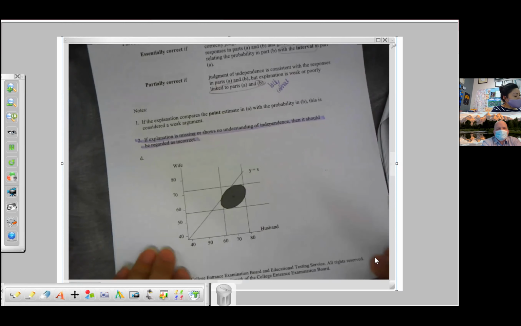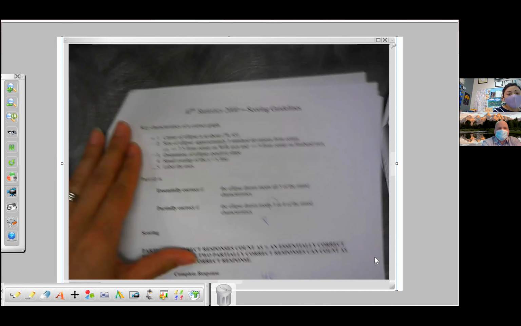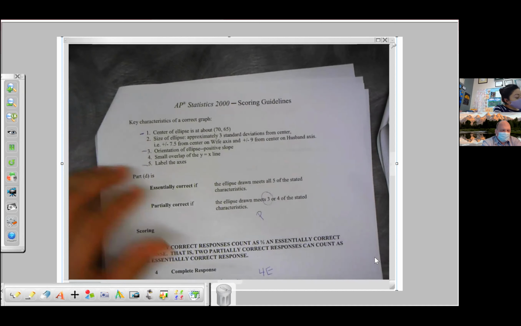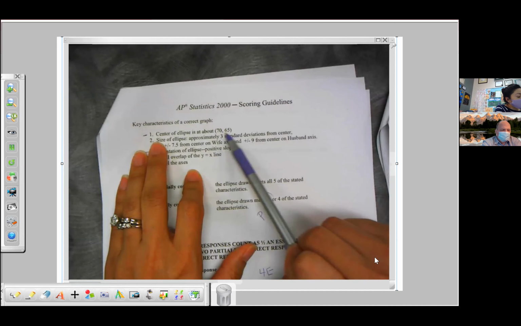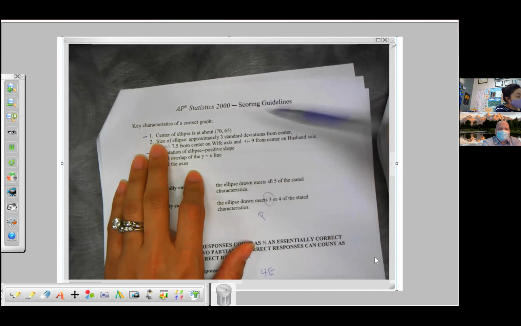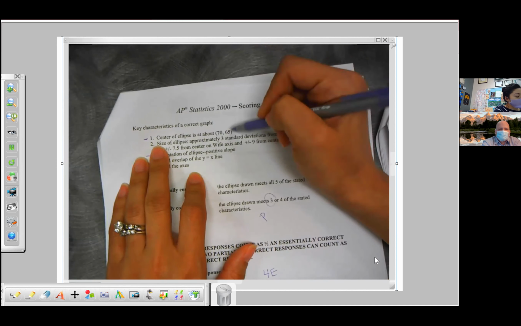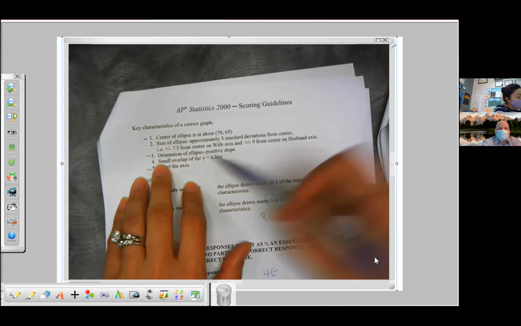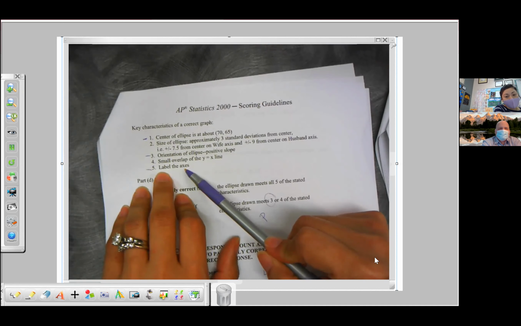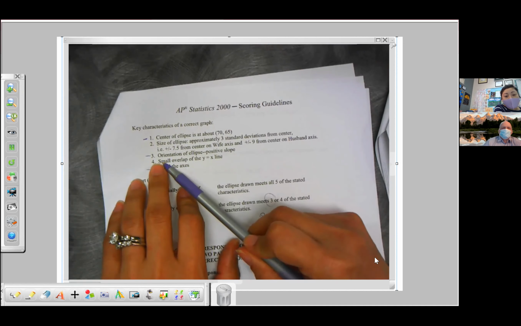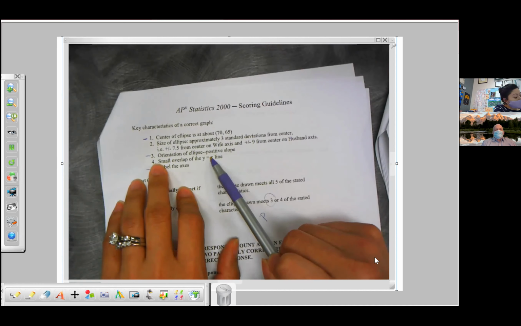Now for part D, as weird as the task was, they broke down the ellipse into parts that are, I think, somewhat achievable, right? They were looking for 5 major components on that graph. The center of the ellipse is something that maybe some of you would have naturally gone to, because these are the centers, these are the means for the men and the women. You would have labeled your axes because we tell you to do that all the time. And then you probably would have had your orientation on the ellipse as a positive slope.